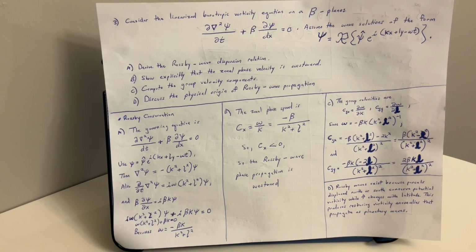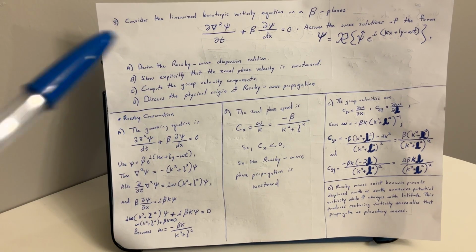And then this i omega. I shouldn't say w. See, there I go again, mispronouncing, going too fast. Omega, right? Okay, so i omega k squared plus l squared psi, plus i beta k psi equals 0, and we just do the algebra, isolate omega, and we get omega equals negative beta k over k squared plus l squared.